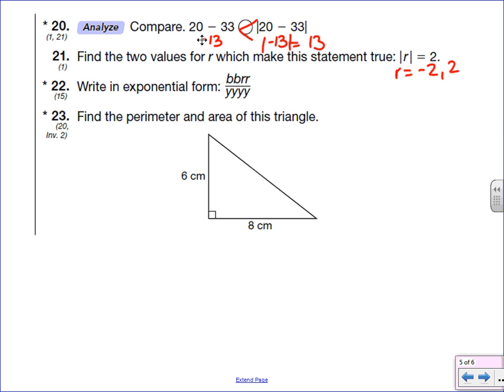Write in exponential form means anytime you see multiple of the same one, you will write an exponent. So I have 2 b's being multiplied, so that's b squared. I have 2 r's being multiplied, so that's r squared. And then I have 4 y's being multiplied, so that's y to the 4th.